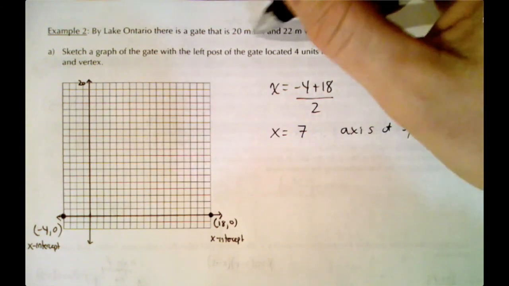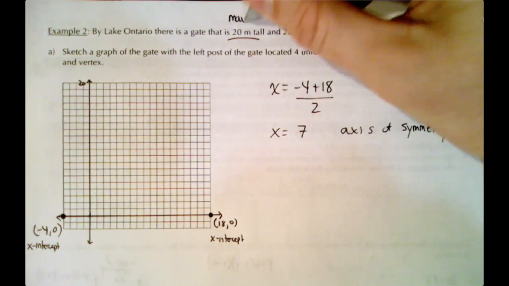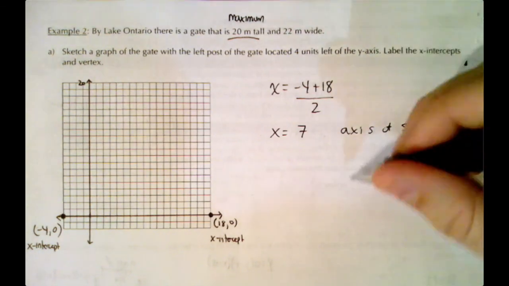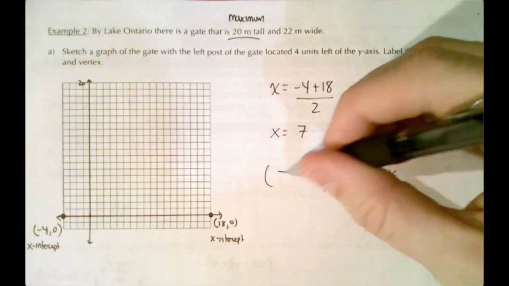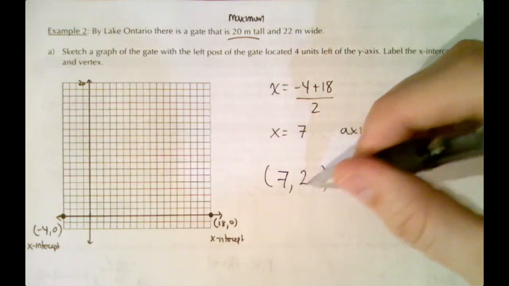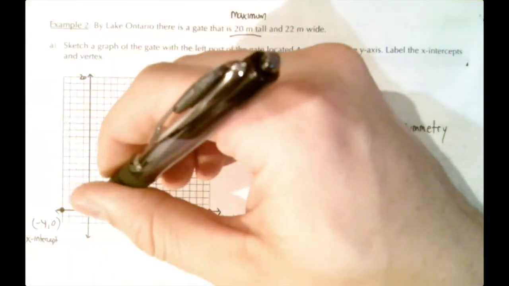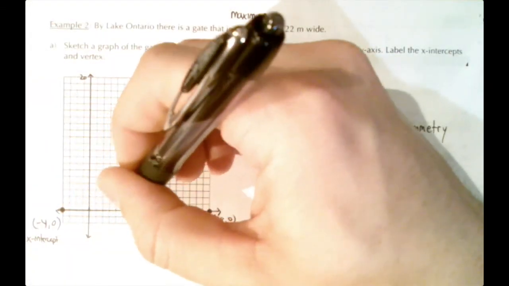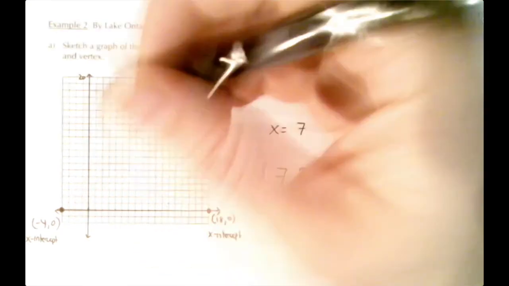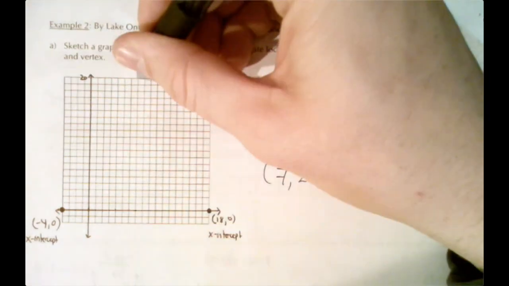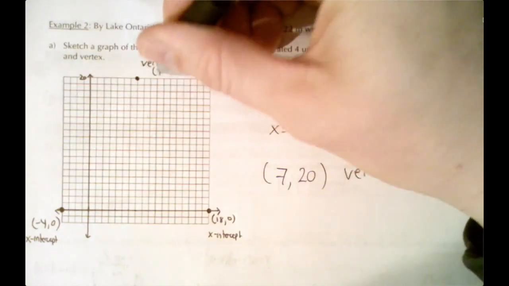And it said that the gate's 20 meters tall. That's going to be the maximum. So we know our vertex. Our vertex is going to be the x from the axis of symmetry and the maximum value. So let's count over 7. 1, 2, 3, 4, 5, 6. Hold on. 1, 2, 3, 4, 5, 6, 7. 7 all the way up to 20. There's our vertex. 7, 20.